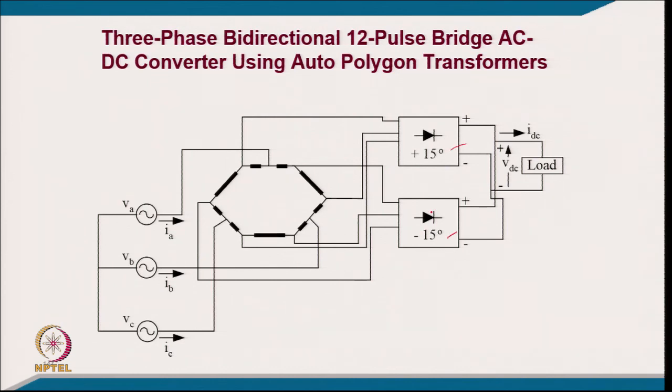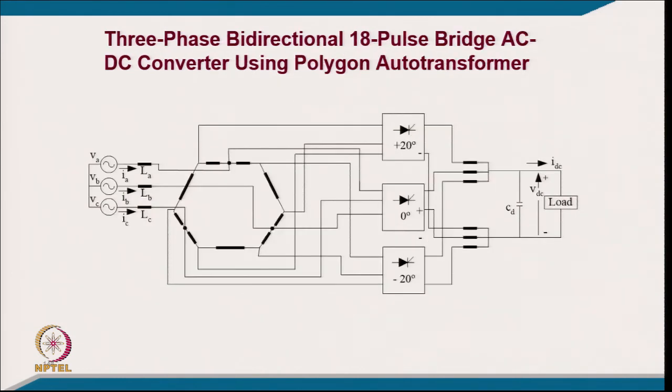I mean plus minus 15 we are getting with this polygon connection, and then we are able to have a 30 degree phase shift, and we have this typical 12 pulse configuration. Then for 3 phase we are able to have plus minus 20 degree, a phase shift of plus minus 20 degree for 3 converters, 60 by 3, that is plus minus 20 degree, and we are able to get an 18 pulse fully controlled converter also.